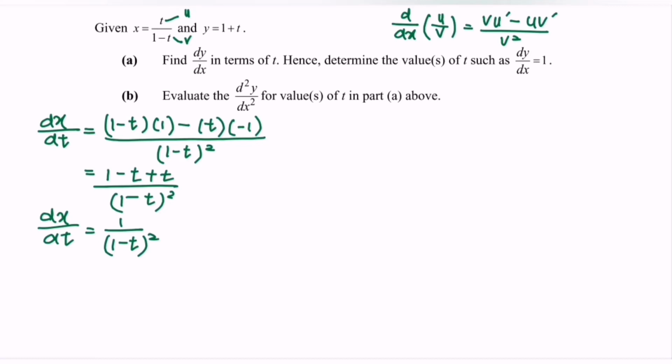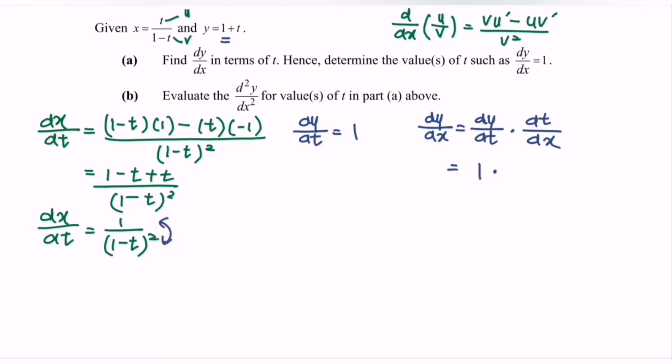Next, focus on y, 1 plus t. dy/dt is equal to 1. Next is to find dy/dx. So here we have dy/dx is equal to dy/dt multiplied with dt/dx. So here we have 1 multiplied with, do remember to flip the situation because we have dx/dt on the left. So referring to the right hand side, we want dt/dx. So here we will have 1 minus t bracket squared. So dy/dx is equal to 1 minus t bracket squared.